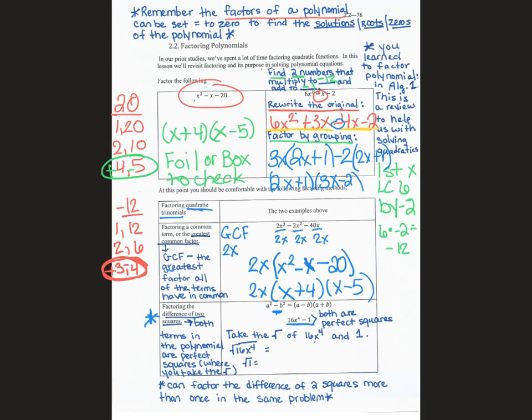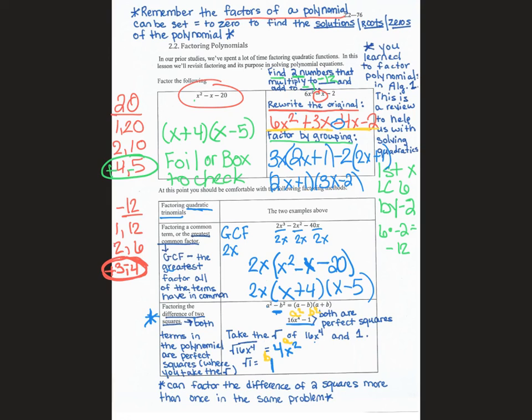Well, the square root of 16x to the fourth, the square root of 16 is 4. The square root of x to the fourth is x squared, because I could multiply 4x squared times 4x squared and end up with 16x to the fourth. And the square root of 1 is 1. So 4x squared is my a term, because 16x to the fourth was my a squared term, and 1 is my b term because the 1 in my original was my b squared term.